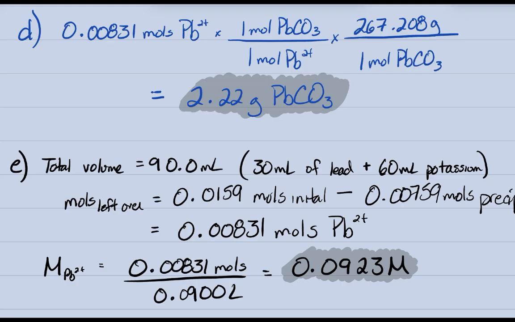Okay, part D and part E. So in question D, I ask you what is the mass of that white precipitate? Here's our answer from part C, right? That's what we just figured out. Let's go to the mass. We know that it's lead carbonate. We figured that out in part A. It's a 1-to-1 ratio, lead to lead carbonate. And then here's the molar mass of lead carbonate, 2.22 grams PbCO3. That must be the mass of that precipitate, okay?